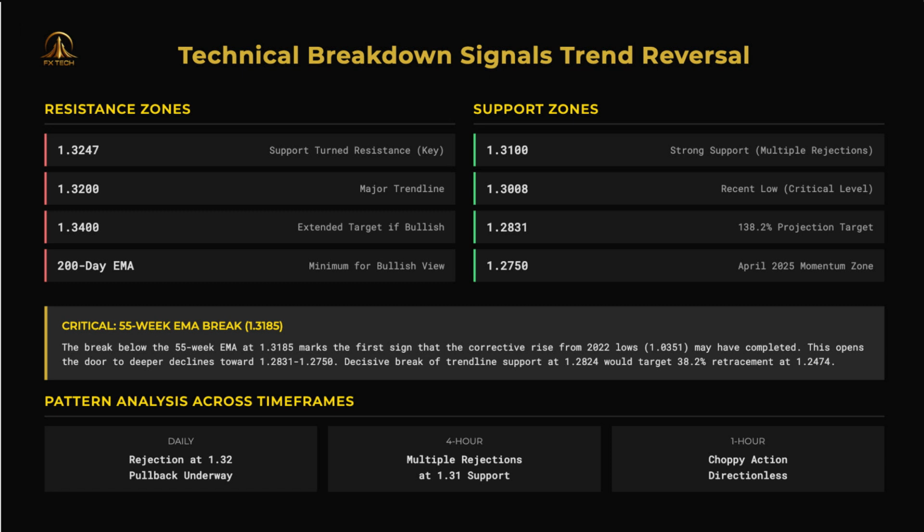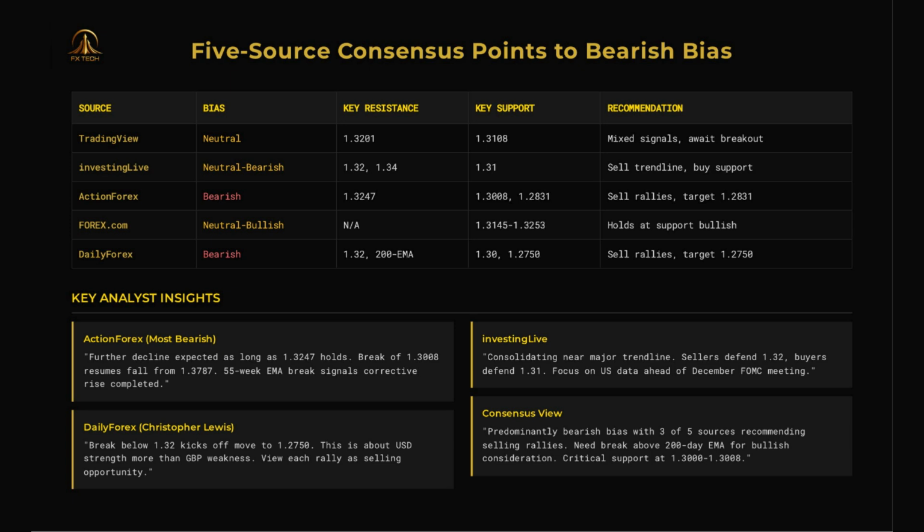Pattern analysis shows daily chart rejection at 1.32 with a pullback underway. The 4-hour chart shows multiple rejections at 1.31 support, and the 1-hour chart is choppy, with directionless action. Our analysis integrates insights from 5 leading sources. TradingView shows neutral signals with key resistance at 1.3201 and support at 1.3108, recommending traders await a breakout. Investing Live adopts a neutral bearish stance, suggesting selling the trendline and buying support.